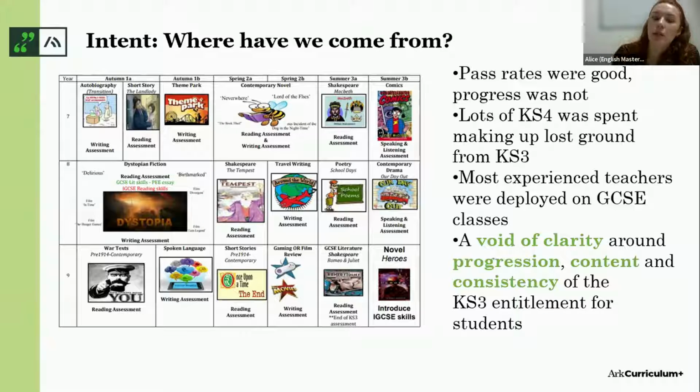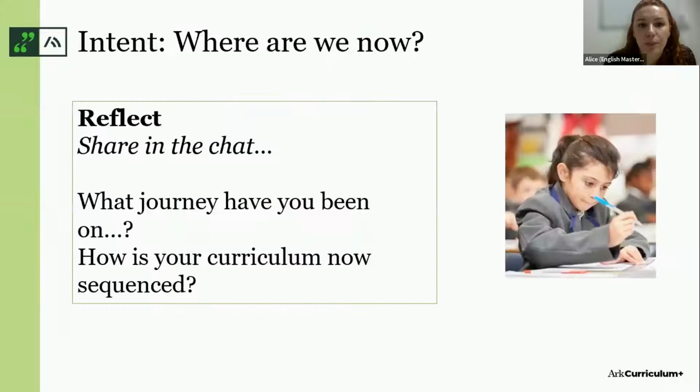If you were experienced and a strong practitioner, you were deployed on GCSE classes, and sometimes year 7, 8 and 9 was maybe for some non-subject specialists or less experienced teachers. In some schools that led to a void of clarity around progression, content and consistency. And often it led to something like this unit of work you can see here, where there wasn't that consistency and growth across the 3 years. It could seem a little bit hodgepodged in lots of ways.